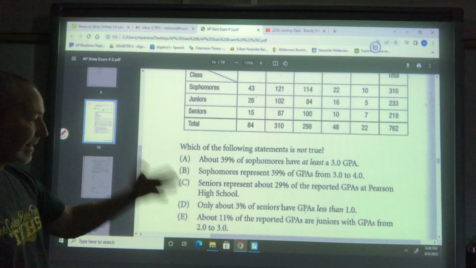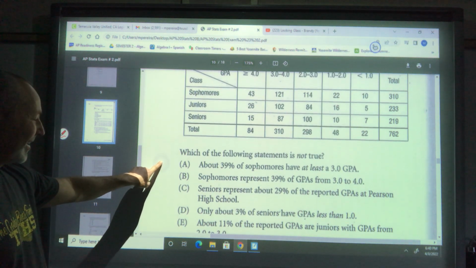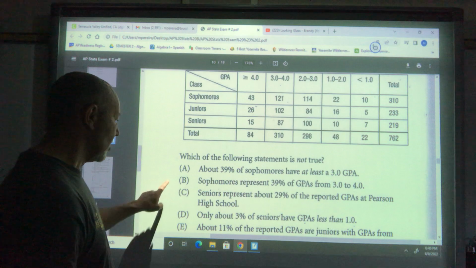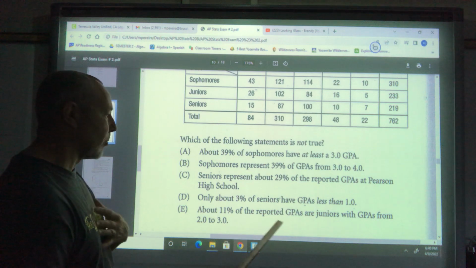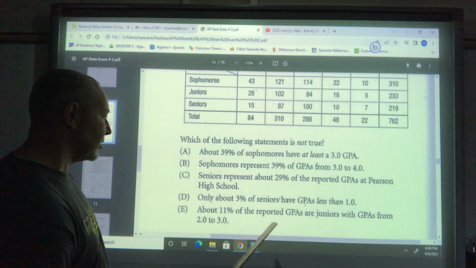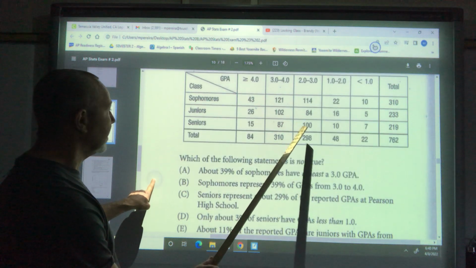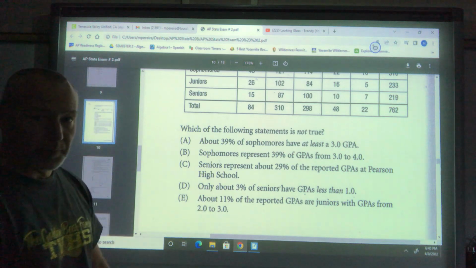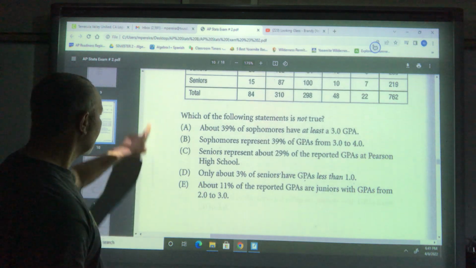So talking about out of the total, 11% of the total are juniors with those GPAs. So juniors from 2.0 to 3 would be 84. Sorry, I think I restated that wrong. 11% of the reported GPAs are juniors with GPAs from 2.0 to 3, so I'm doing that right. 84 out of 762 is not going to be 11% there easily. So A fails that one. Sorry, I messed up on that one myself there. All right, moving on.